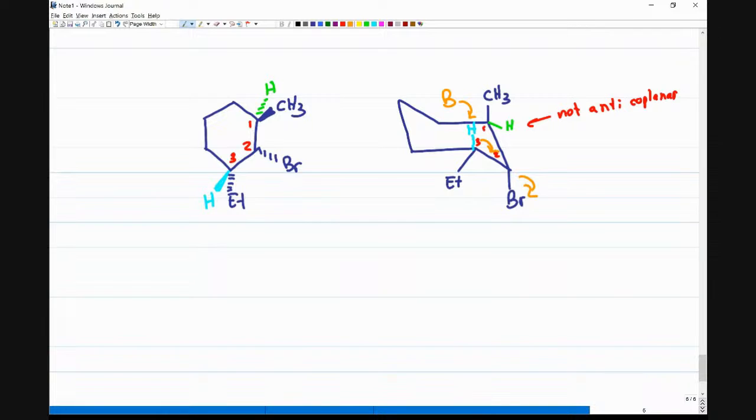So one way to figure out which one is the correct one to grab is to do exactly what I just did here, excuse me. And that is to draw it out in a chair conformation. And this is the correct way to do it. This is how your professors do it.